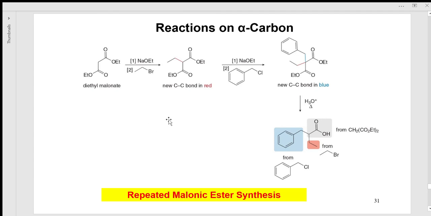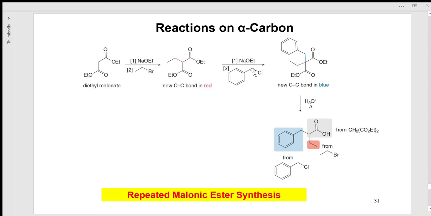This is actually another reaction we learned in OChem 1, the malonic ester synthesis. This is also a very, very important reaction. I remember we had a hard time with this reaction in OChem 1, but I hope right now it's much easier for you because we learned so many reactions from the alpha carbon. Whenever you have an alpha carbon and a base, it's very easy to form a carbanion, which is a very strong nucleophile to attack the carbon of the alkyl halide.